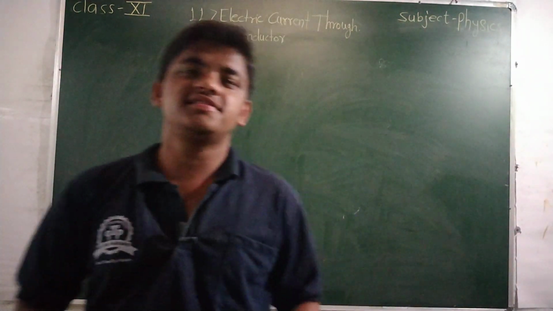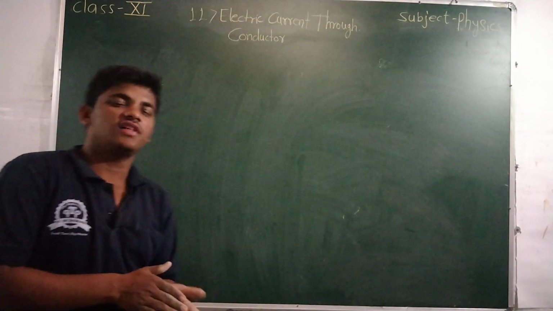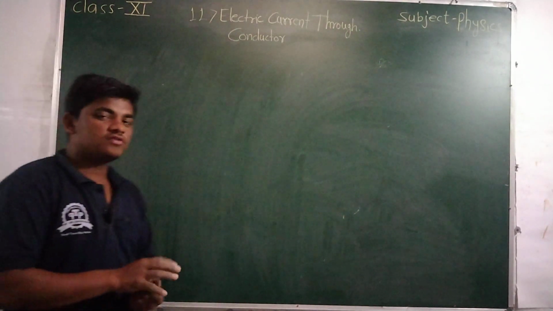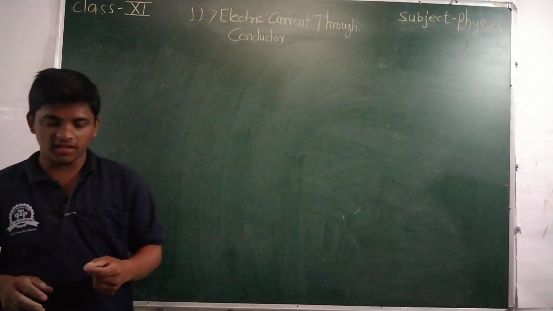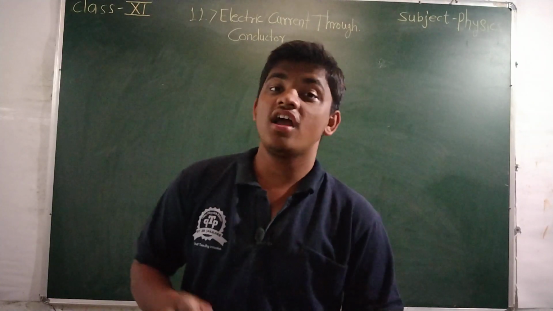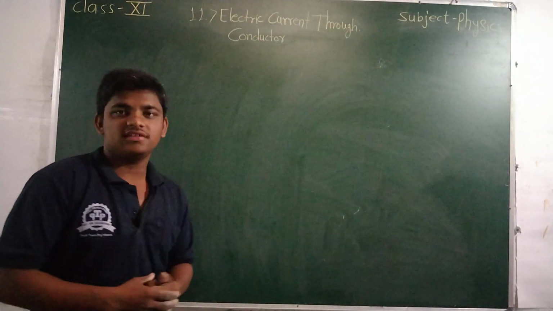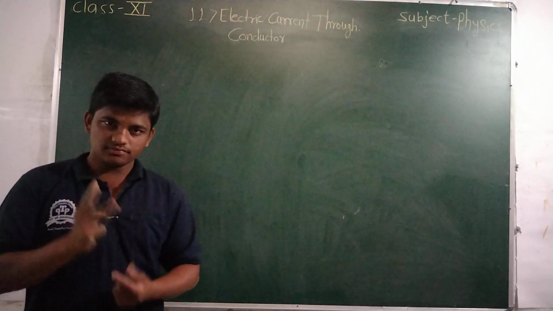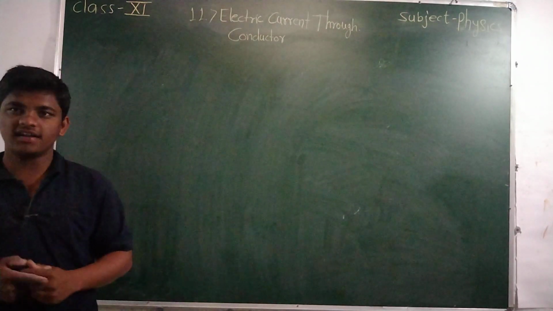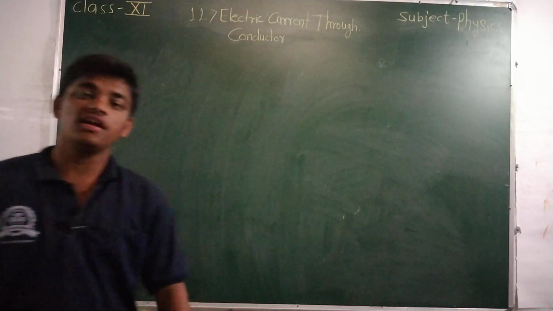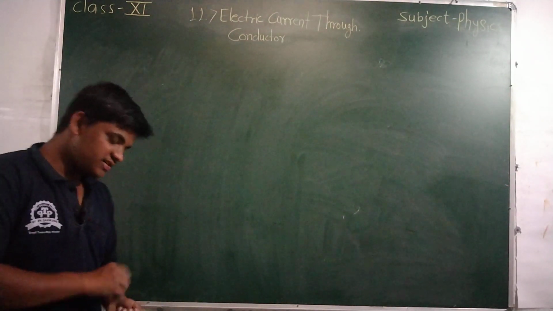Hello students, this is the last lecture of the topic, electrical current through the conductors, the 11th topic of 11th standard physics. In this lecture we will discuss the types of cells. We will discuss three different types: primary cells, secondary cells and fuel cells for vehicles. These are the three main types of cells we discuss in this lecture.